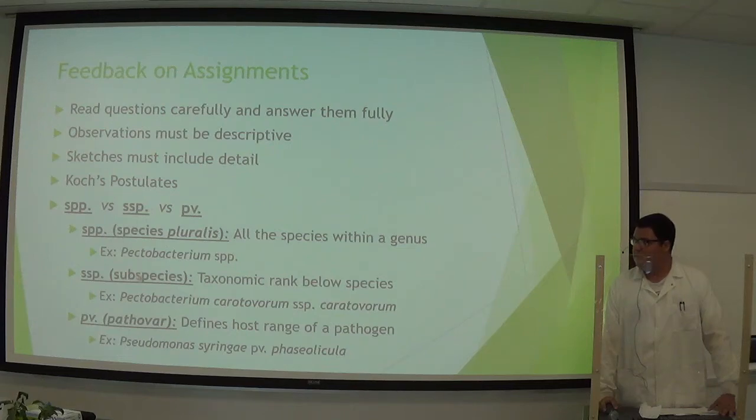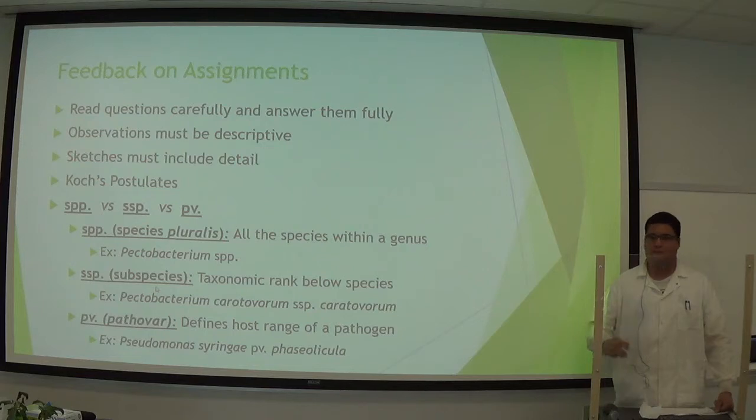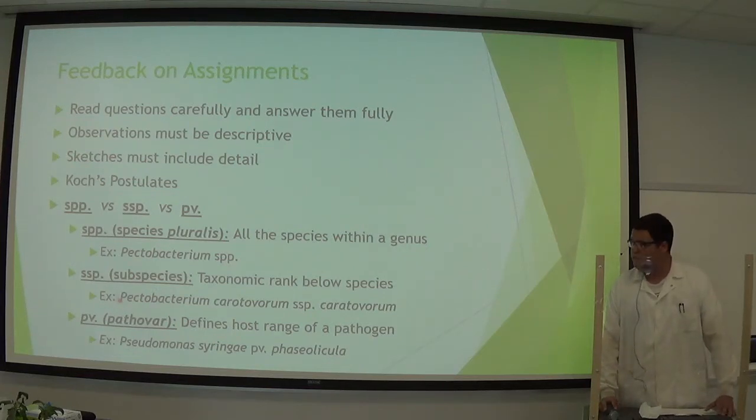SSP is subspecies. Subspecies is a taxonomic rank below that of species. So, for example, what we're hoping to isolate, Pectobacterium keratoverum, subspecies keratoverum. This is technically within the species Pectobacterium keratoverum, but because it has specific hosts or specific genes in it that differentiate it from other species, we give it another rank of subspecies.